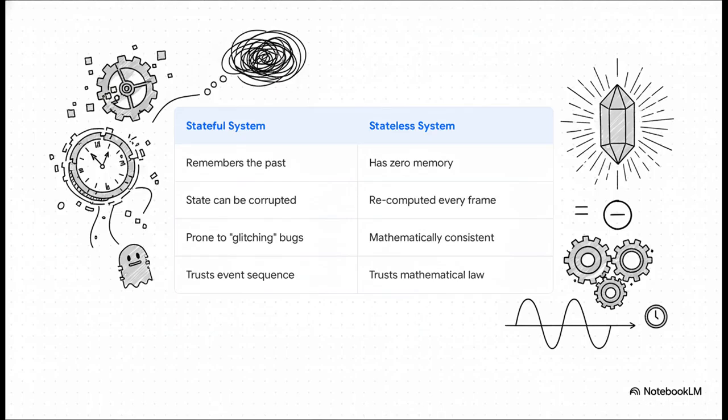I mean, think about it. Why do our computers even need memory? Well, to remember what happened in the previous moment. But if you can instantly calculate the state of the universe at any tick from scratch just using a mathematical law, you don't need to remember anything. That O(1) ability makes memory totally obsolete.